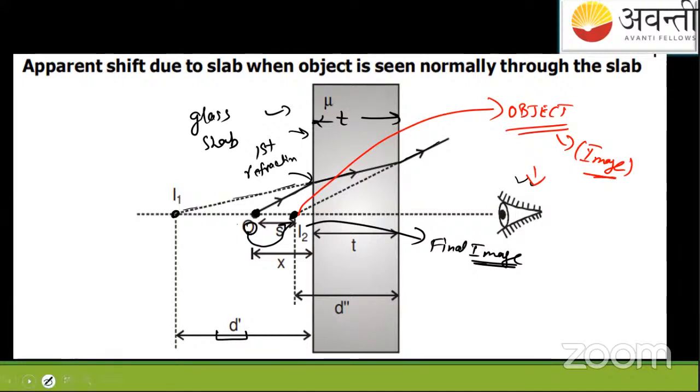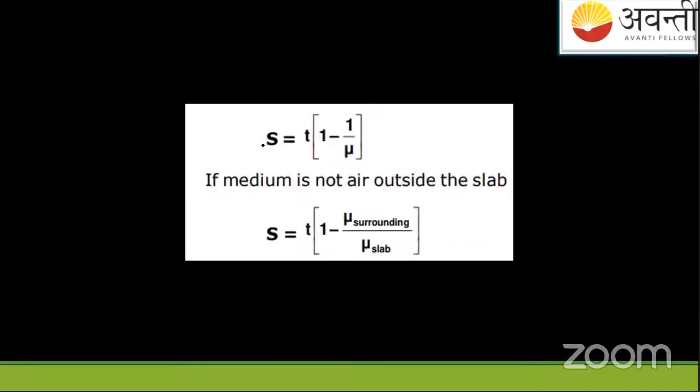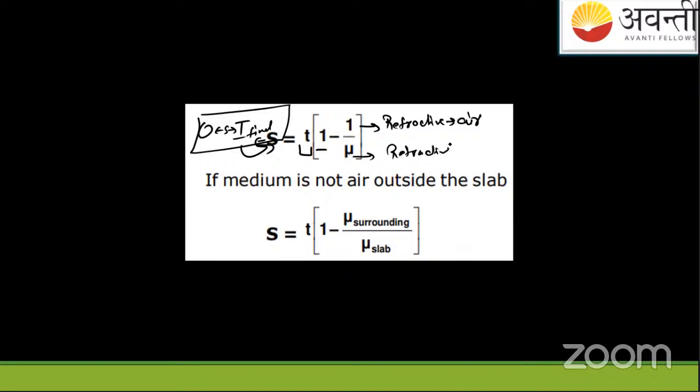And this apparent shift, you can see with your eyes, is given here by S. So this S quantity is the apparent shift, that is the distance between the object and the final image formed. This S is the apparent shift. And this is given by this formula, which gives you the apparent shift of the final image. It says the thickness of the slab times 1 minus 1 upon mu, where 1 is the refractive index of air and mu is the refractive index of the medium. Fine, students.